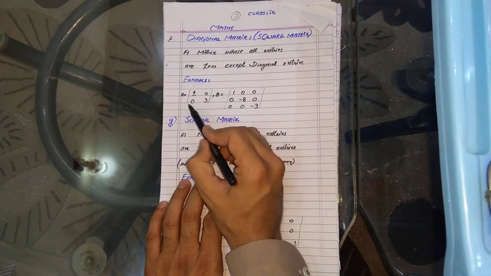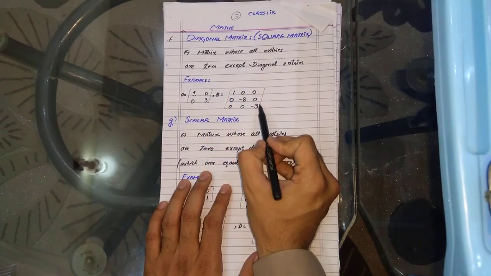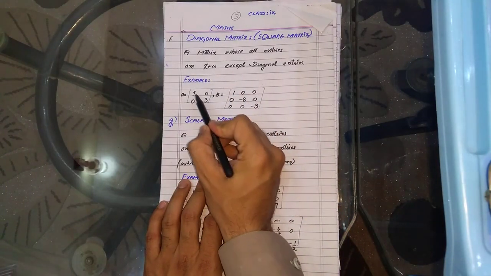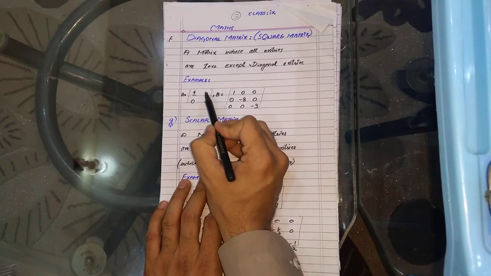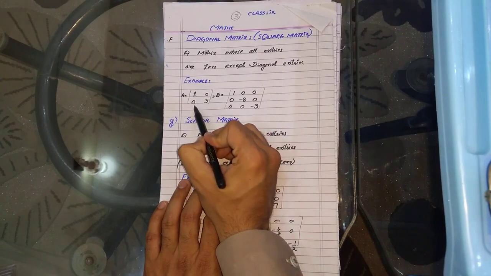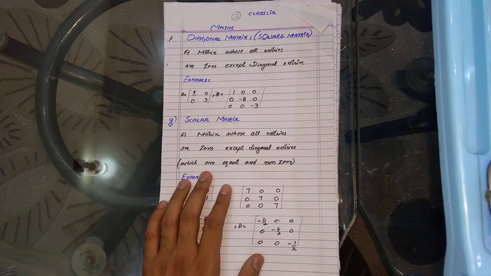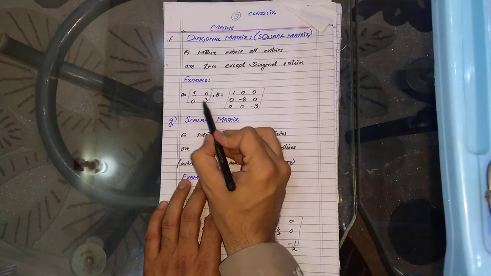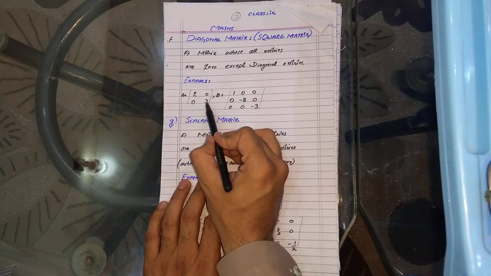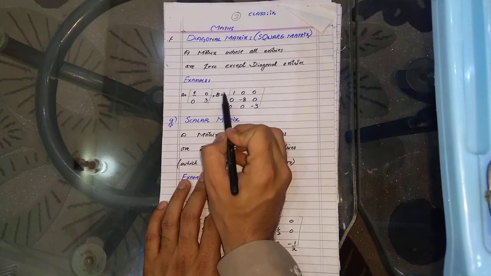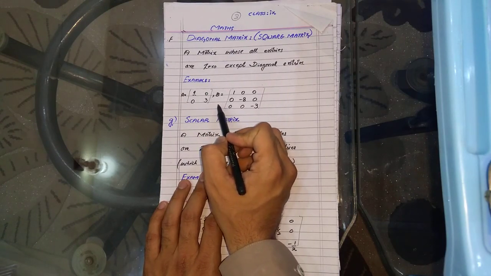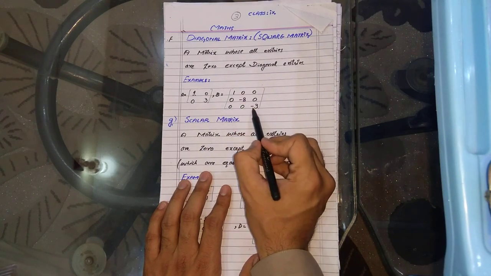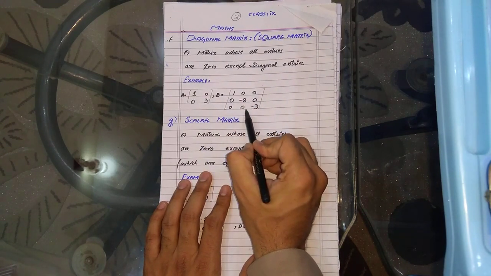Okay, diagonal, off diagonal. So any square matrix, so this is a square matrix 2 by 2, in which diagonal entries are non-zero while other entries are 0. Another definition is a matrix in which all the entries are 0 except diagonal entries. So look here, diagonal entries are not 0 while off diagonal entries are 0. Another example of diagonal matrix, but this time 3 by 3. Diagonal entries are non-zero while off diagonal entries are 0.